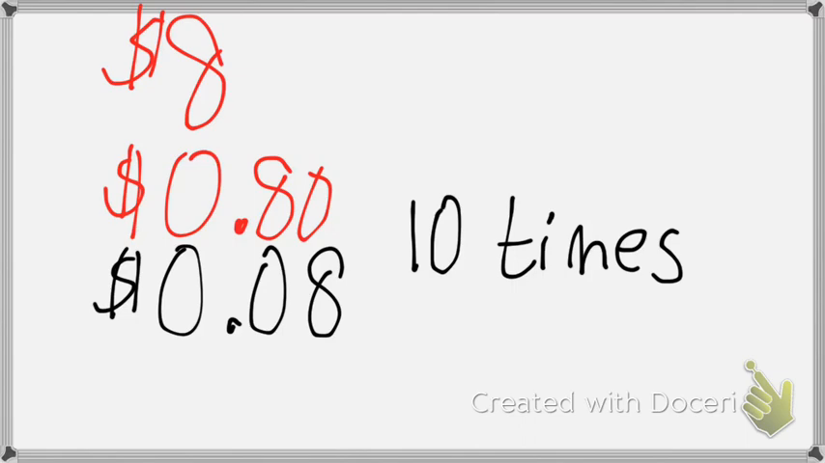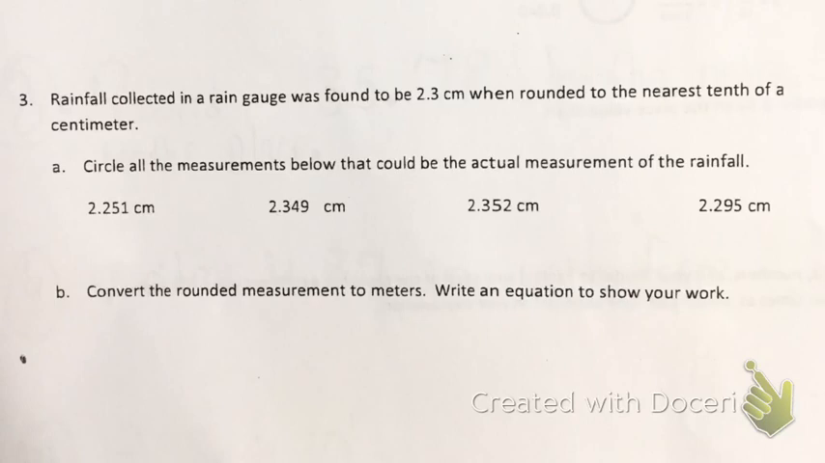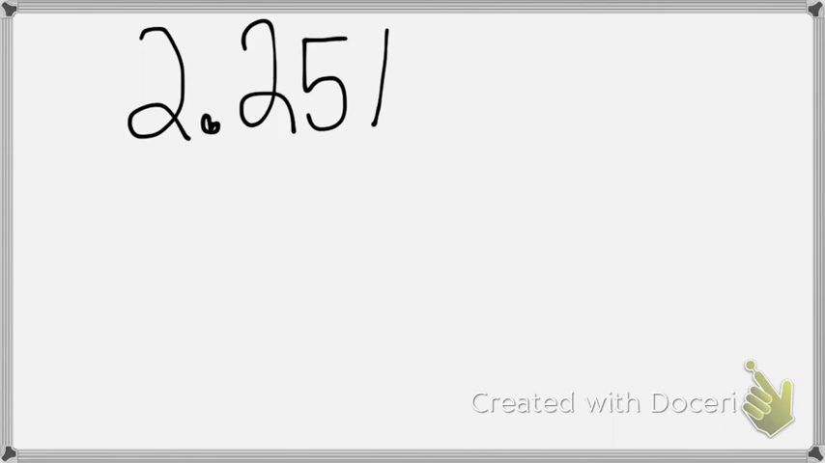Boys and girls, on this one it says circle all the measurements that could be the actual measurement of the rainfall. So I'm going to have to round all these numbers to the nearest tenth. I'm going to start with 2 and 251 thousandths. Which digit is in the tenths place right here? The 2. So I'm going to draw an arrow to the 5.